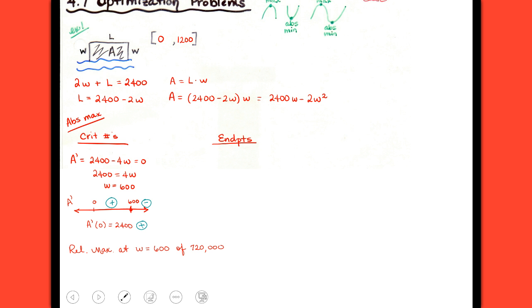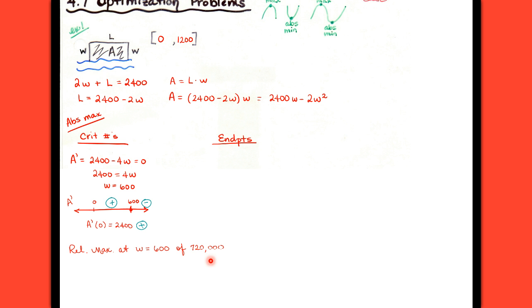So I'm going to take W is 600, and I'm going to come back up here to my original equation for area and plug in that 600. So if I do 2,400 times 600 minus 2 times 600 squared, I'll get 720,000. So I would have a maximum area of 720,000 when my width is 600.